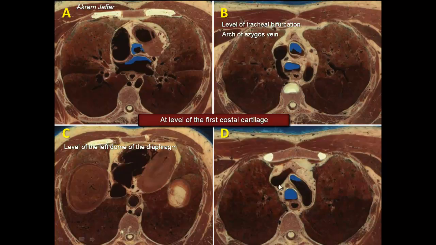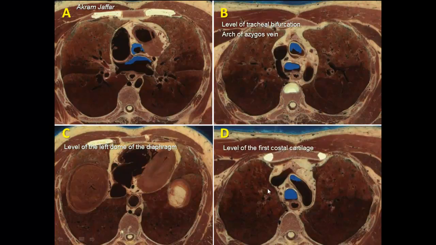This section is located above the level of the tracheal bifurcation, and it shows the union of the left brachiocephalic vein with the right brachiocephalic vein to form the superior vena cava, and the beginning of the superior vena cava is located behind the right first costal cartilage. Also, we can see here the arch of the aorta, so definitely this section is above the level of the second costal cartilage, the transthoracic plane. It's above it, so we are at the level of the first costal cartilage.